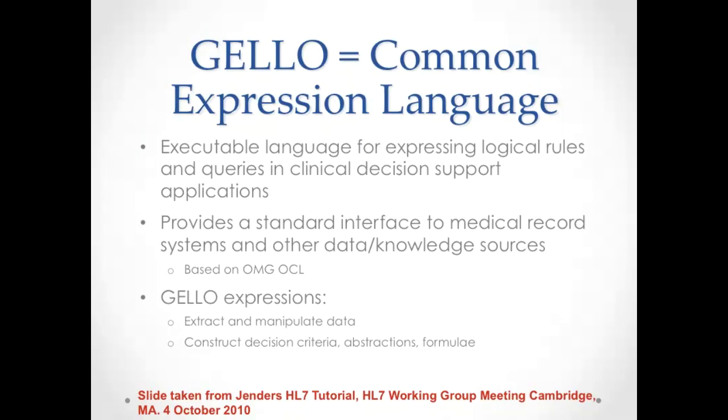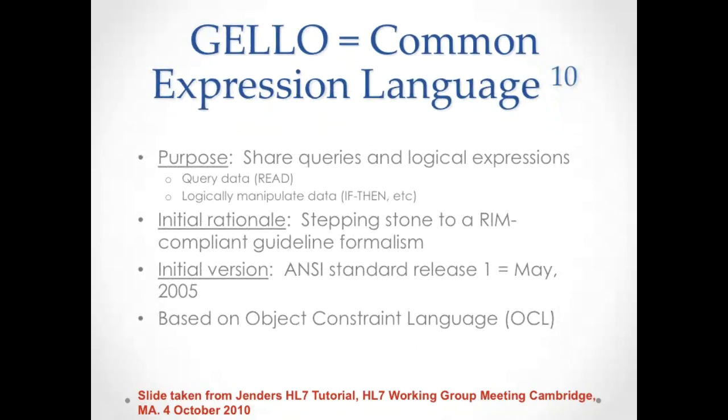So GELLO is an example of another expression language that can be used for rules. I'm not going to go into detail about it. I just wanted to bring it up. It's a little more modern than Arden. And it was balloted as an ANSI standard back in 2005.